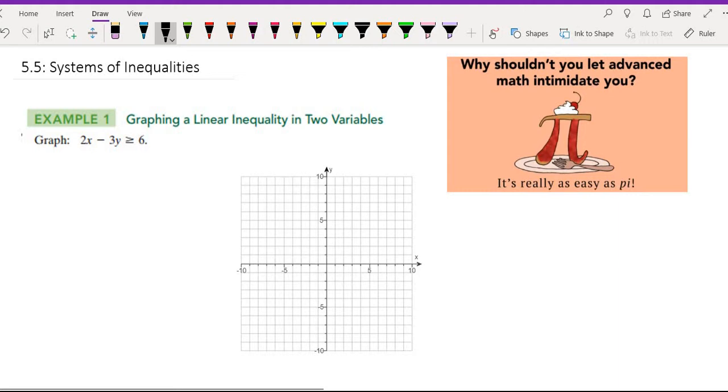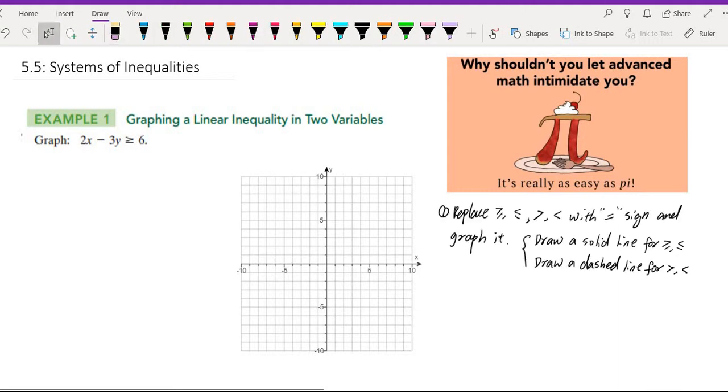So let's go ahead and write down the steps. Step 1. Replace greater than or equal, less than or equal, greater than, less than with an equal sign and graph it. So we're going to draw a solid line for greater than or equal and less than or equal, and a dashed line for greater than and less than. Okay, let's see how we do this.